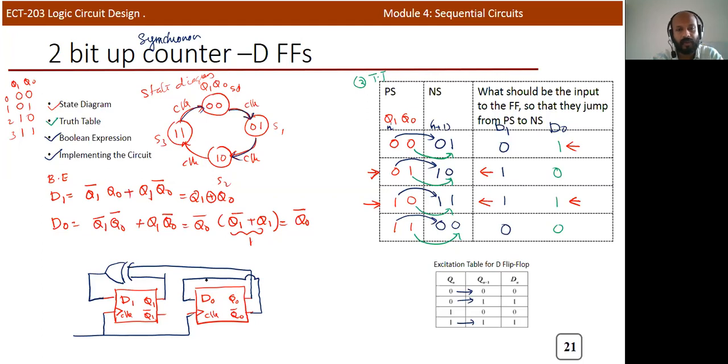This circuit will produce the binary sequence. If you take the output from Q1 and Q0, and apply different clock signals, then based on that clock signal, when there is a rising edge, the Q1, Q0 output will be 0 0, 0 1, 1 0, and 1 1. It will produce output like this.